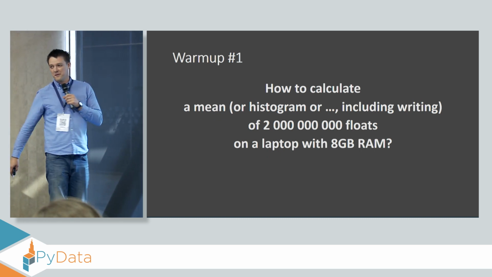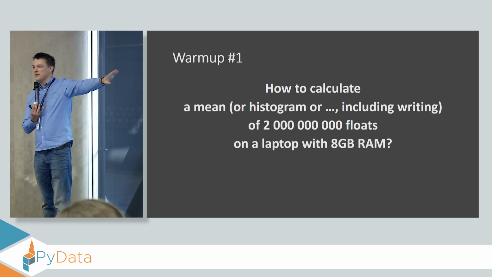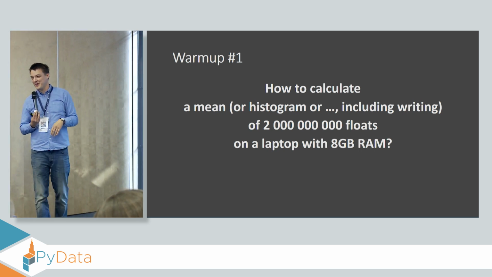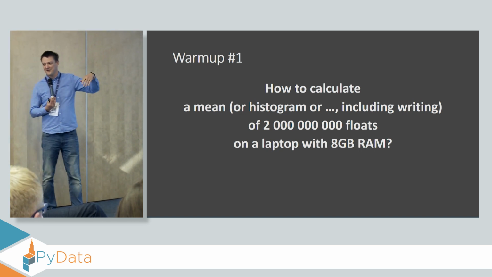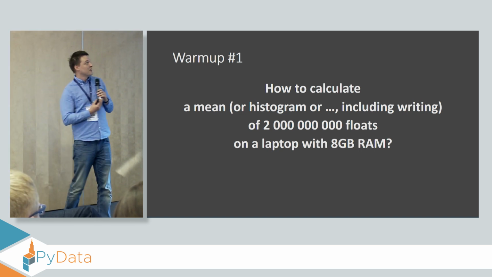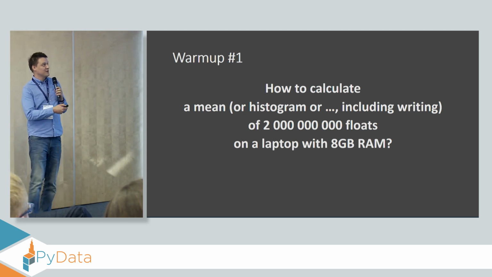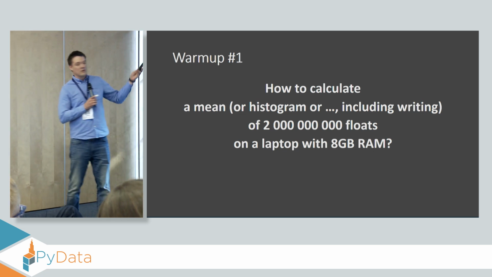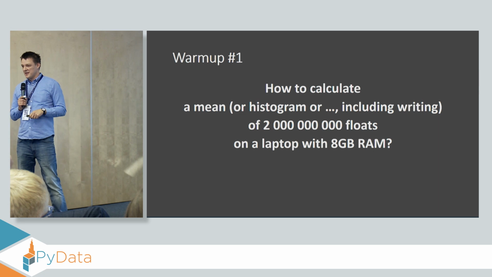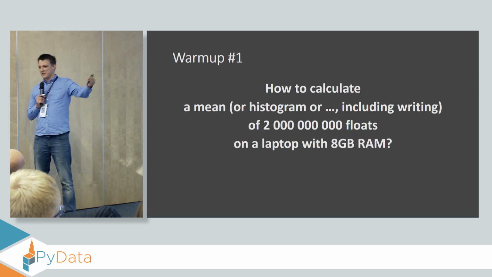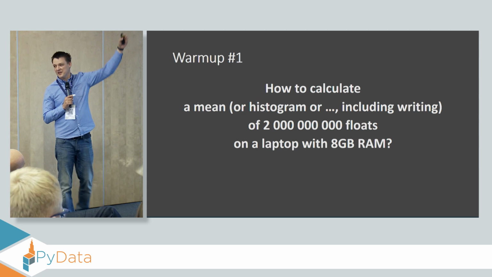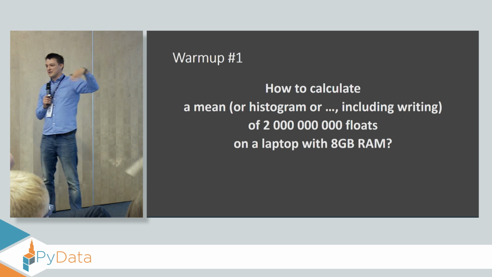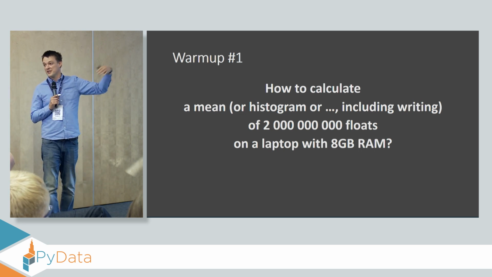Think of yourself like me, so that you have this notebook I have there. It's a standard notebook for writing emails: 8 gigabyte RAM, some i5 processor. So I have this laptop with 8 gigabytes of RAM, and I have 2 billion floats somewhere, and I want to work on it. Like calculating the mean, this is what I will show, but in general, anything. Do a histogram, update this vector of 2 billion floats, and so on and so forth.